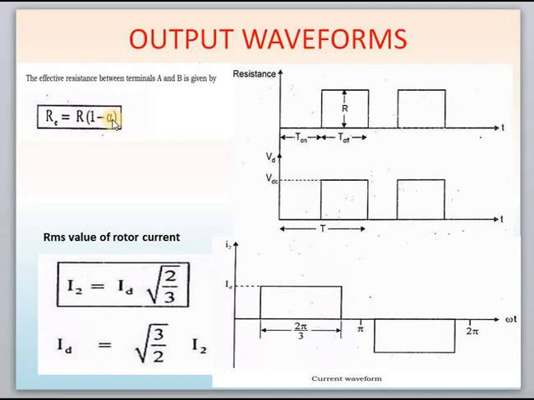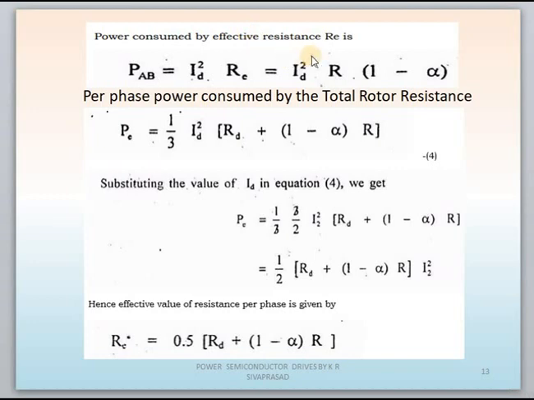between the terminals AB. Similarly, you can write the RMS value of rotor current from the rotor current equation. If you write the rotor current I2 is equal to ID into square root of 2 by 3, from this you can write ID. ID is nothing but the DC link current. ID is equal to root of 3 by 2 into I2. Power consumed by the effective resistance RE is ID square RE. That is, RE is nothing but R into (1 minus alpha).